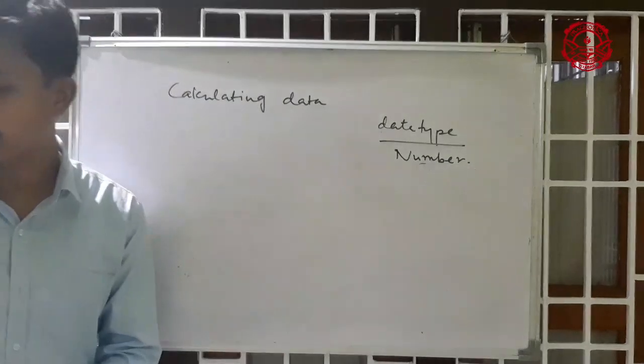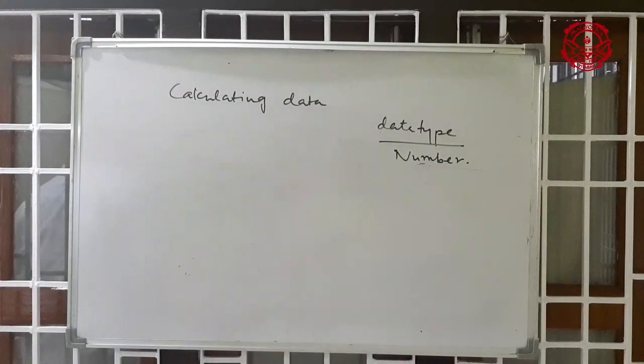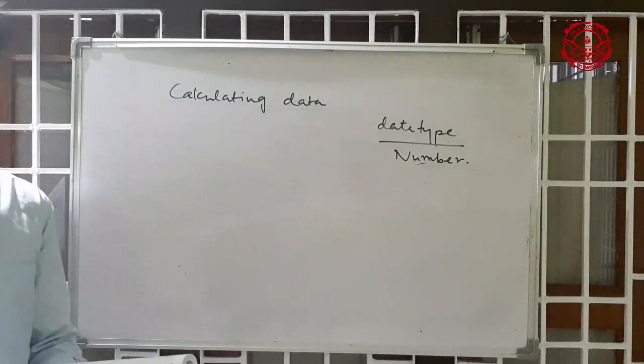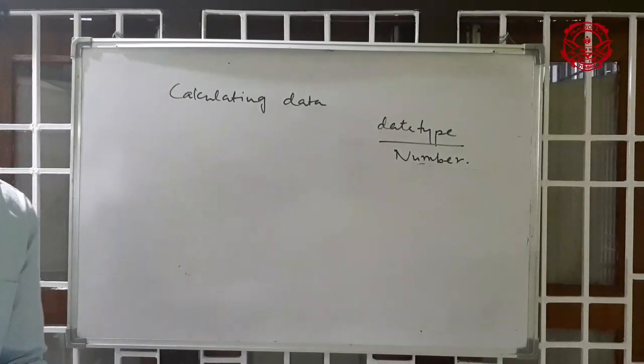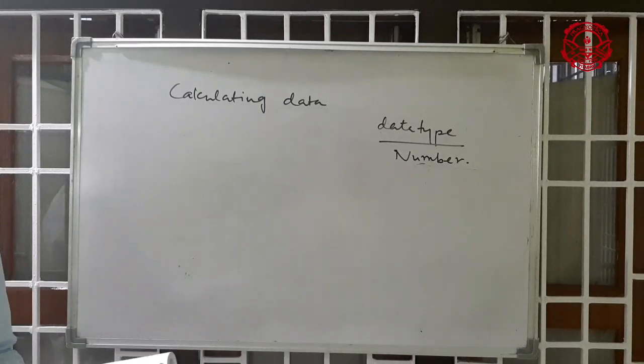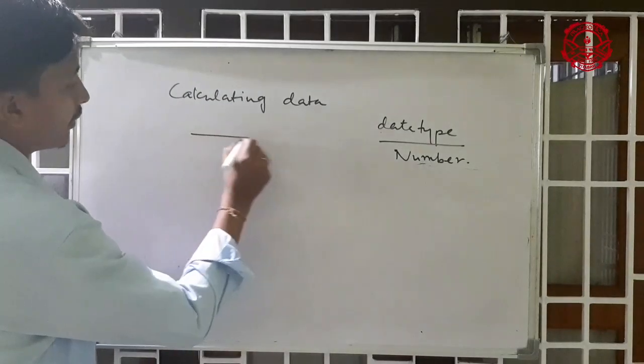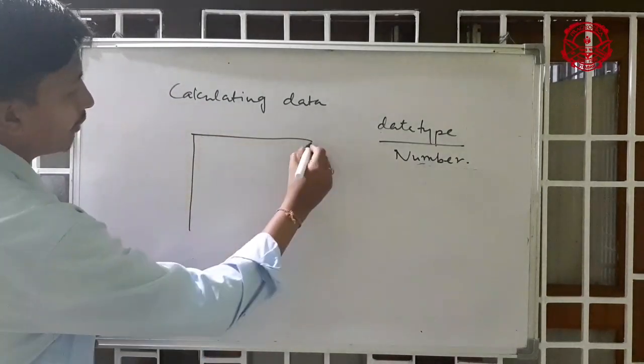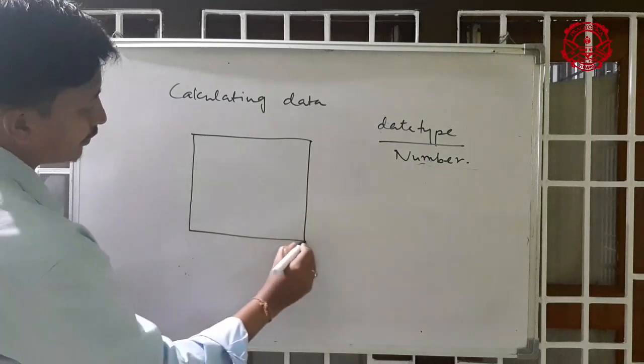Okay, so this is an MS Access feature that we can calculate these numbers with the help of an option that is called calculating. Now see, for example, this is a table. This is a table called student table.